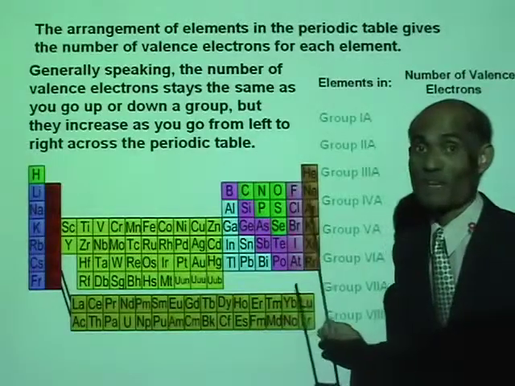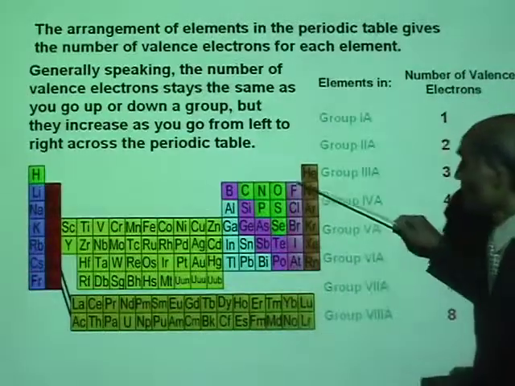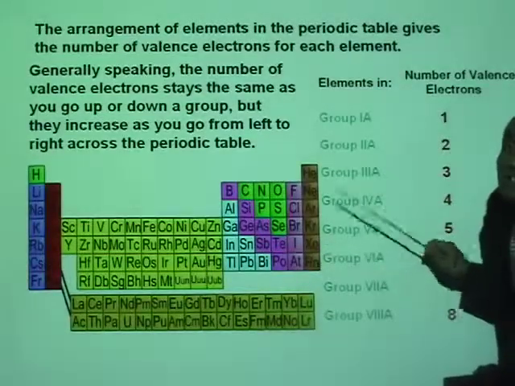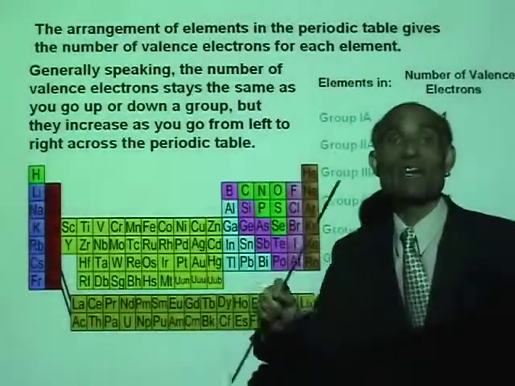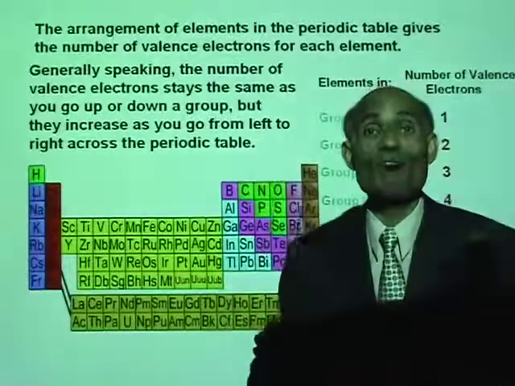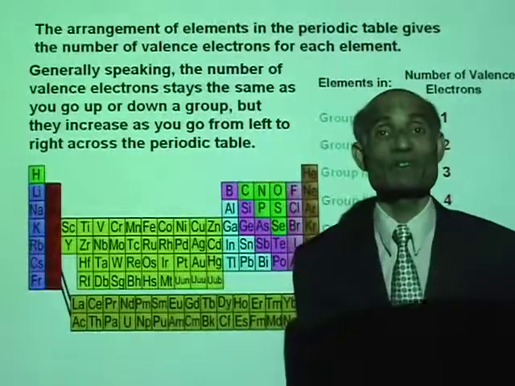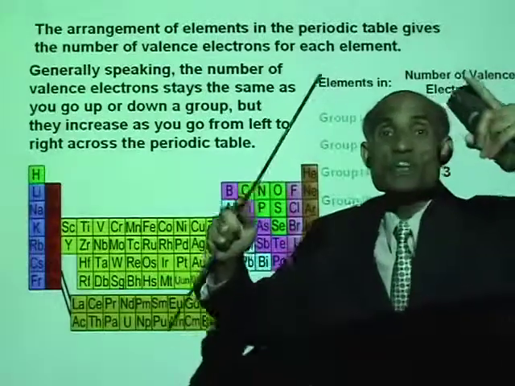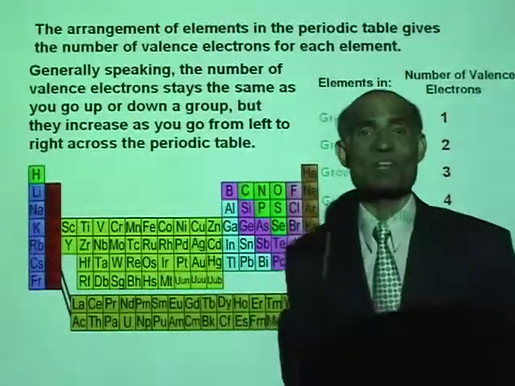Well, they're called the halogens. There are 7 valence electrons. And of course, the noble gases, they have the full complement of 8 valence electrons. And now every element wants to achieve that 8 electron configuration.